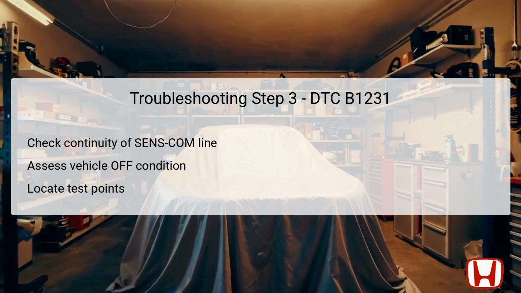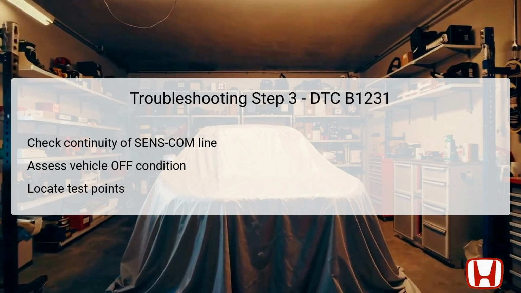Step 3 involves evaluating the SenseCom line for continuity, a vital check to understand if the communication circuit is operational. As with the previous step, ensure the vehicle remains in the off lock mode and that connections are still disconnected. Measure the continuity between test point 1 at connector B number 10 and test point 2 at the evaporator temperature sensor connector female terminal number 2.